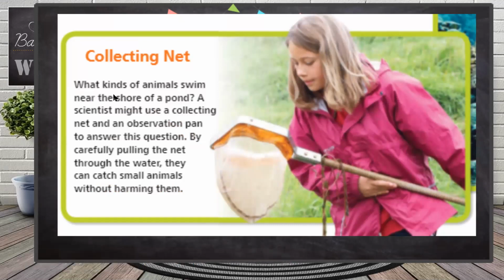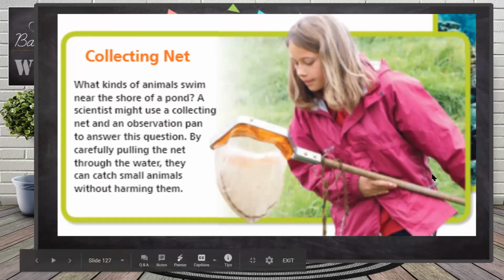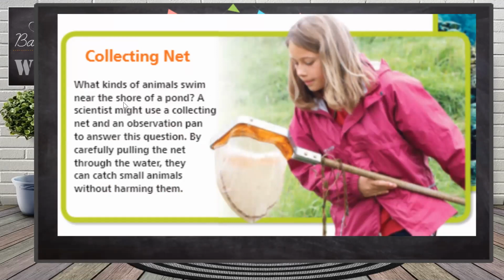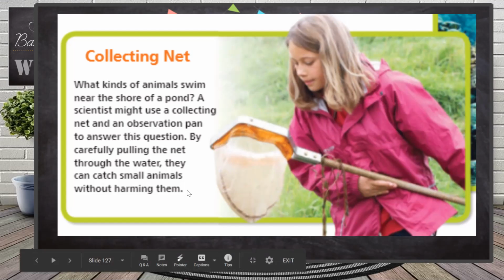Yes. Okay, collecting net. This is like the one they put in the pool to clean it. Exactly. Excellent. What kind of animals swim near the shore of a pond? A scientist might use a collecting net and an observation pan, carefully pulling the net through the water. They can catch small animals without harming them.